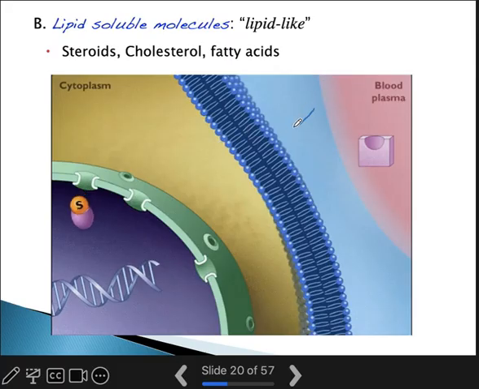They'll be able to navigate through that phospholipid bilayer with minimal obstruction and gain access into the cell. So again, if you're small and uncharged, or if you're lipid-like. So that's pretty much it.